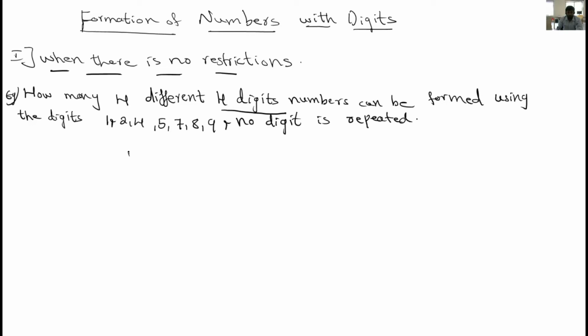So first I am considering 4 vacant places, 1 2 3 4. Then see, in a 4 digit number, it's a thousands place, a hundreds place, then tens place, then units place. Now see, the given data is no digit is repeated. 7 numbers are given, right? For thousands place, 7 numbers are available. You may take 1 or 2 or 4 or 5 or 7 or 8 or 9.